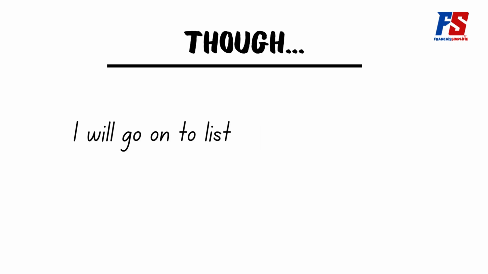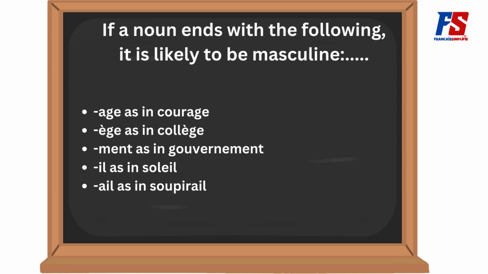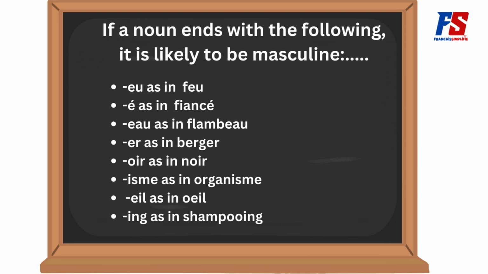I will go on to list those rules anyway, just in case you are interested. Here they are. If a noun ends with the following, it is likely to be masculine. AGE as in courage, EGE as in collège, MENT as in gouvernement, IL as in soleil, AIL as in soupirail, EU as in feu, E with the acute accent as in fiancé, EAU as in flambeau.